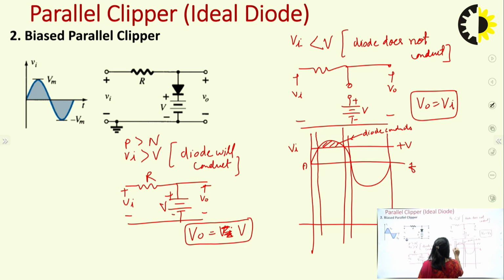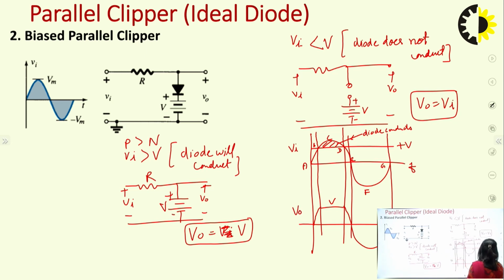So see, this is A, B, C, D, E, F, and G. They are the different points. So at all these points A, B, D, E, F, G, diode is not conducting and output voltage is equal to Vi. And for this region B, C, D, the output is equal to V. So we can put here it is equal to V, and for the rest of the region it is following our Vi signal.